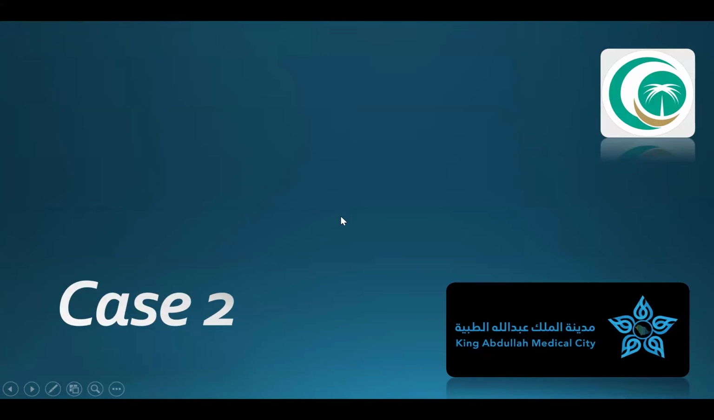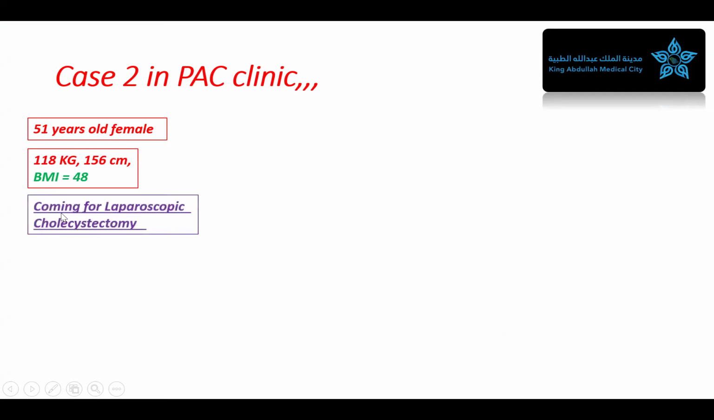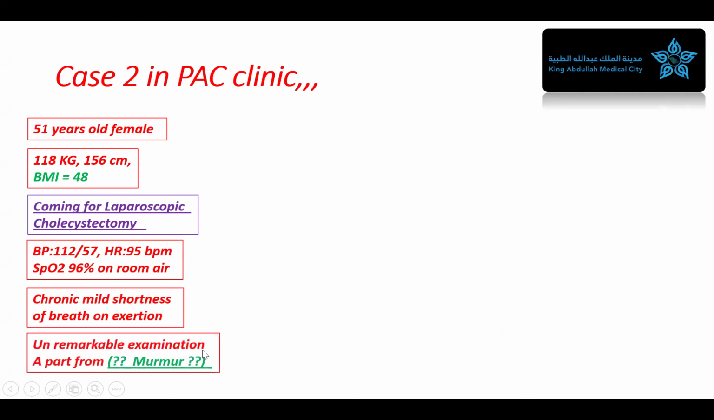Case 2. In the pre-anesthesia clinic, a 51-year-old female with morbid obesity, body mass index of 48, coming for laparoscopic cholecystectomy. Vital signs are stable. In history and examination, she had chronic mild shortness of breath on exertion, and an unremarkable examination apart from a questionable murmur. She is morbidly obese; I cannot tell exactly whether there is a murmur or not.